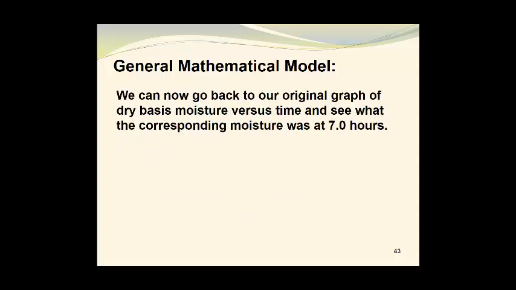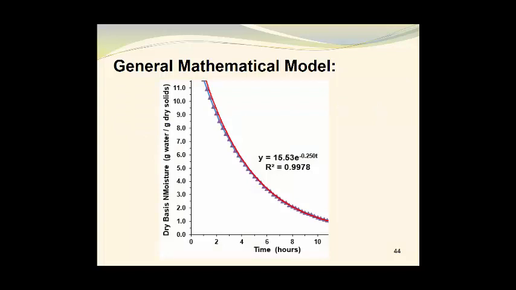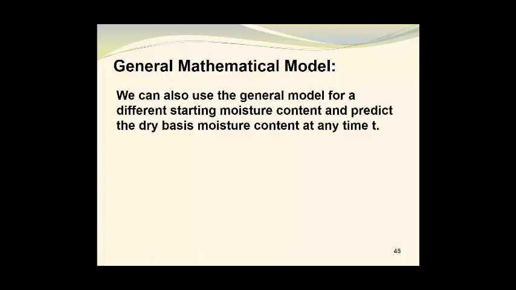We can now go back to our original graph of the dry basis moisture versus time and see what the corresponding moisture was at 7.0 hours. So here we have a blow-up of that region of the graph. And we can draw a vertical line up from 7 hours and then scribe a horizontal line across to the vertical axis, and we see that this value is very close to the 2.70 grams of water per gram of dry solids that were predicted by the equation.